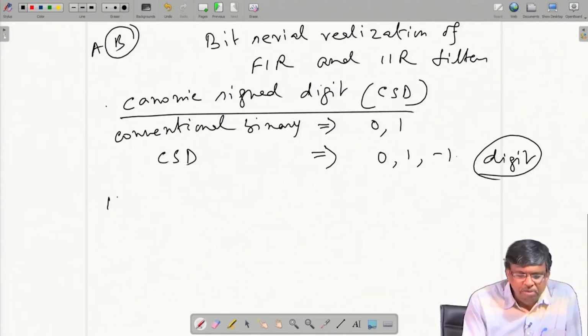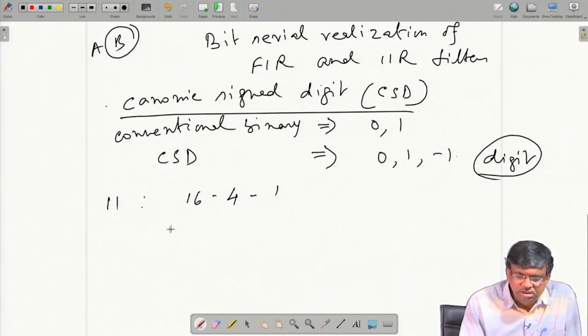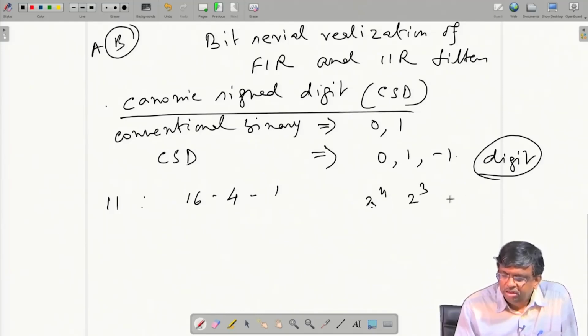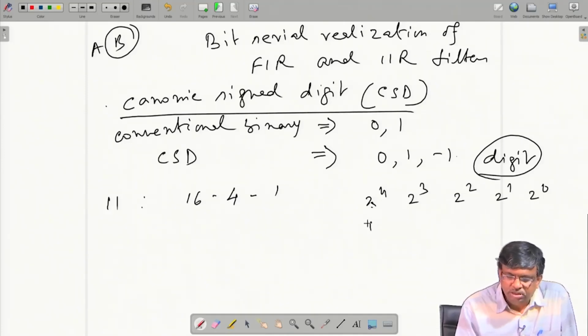All right, I am showing a way. Suppose you have 11. I am not considering fractional numbers; for your convenience, I am taking full integers. 11, I can write as 16 minus 4 minus 1. That is, if I have 2 to the power 4, 2 to the power 3, 2 to the power 2, 2 to the power 1, 2 to the power 0, so a 5 digit word, then 2 to the power 4, I will give plus 1.